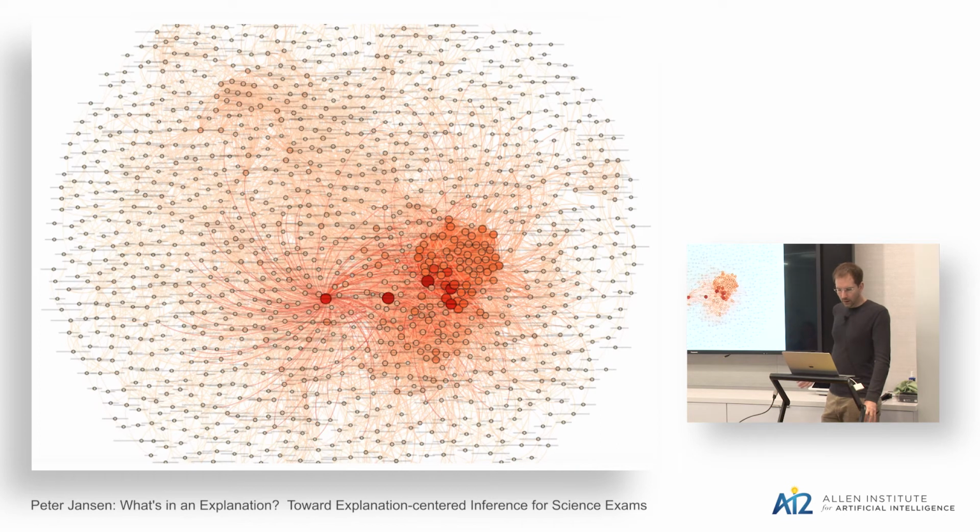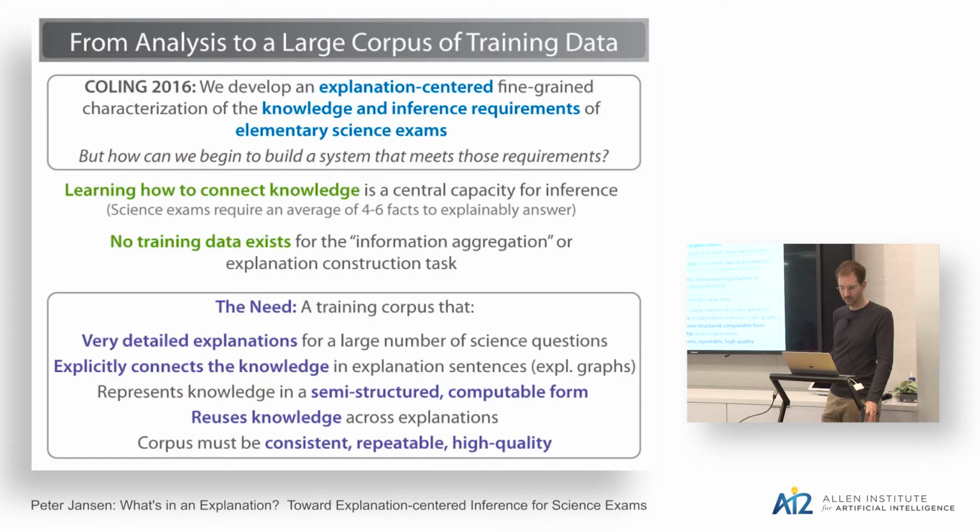So I'm going to segue a little bit and switch gears and talk about corpora of explanations and the properties of the knowledge graphs that result. This is just to get us in a graphy state of mind. The first study told us a few things: that we need to aggregate an average of 4 to 6 facts to answer and explain most questions, and the 24 or so common kinds of knowledge present in these explanations. But how do we actually learn to connect that knowledge? How do we actually learn to build explanations? We still have a need for a database that has explicit training data for this task.